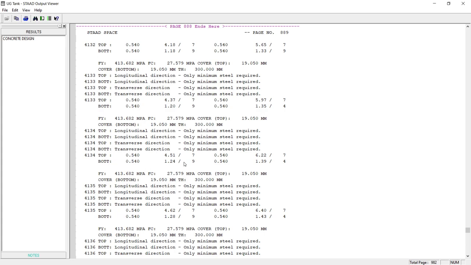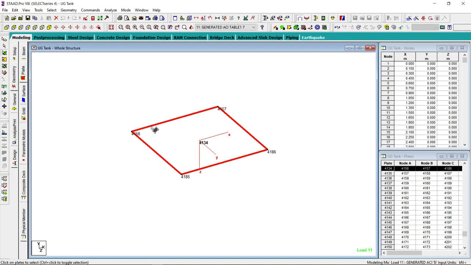Only minimum steel. What does it mean? Top face, bottom face, top face, bottom face. And the moments are the same, but the steel is the same, minimum steel. That means on this particular element or all the elements, the top steel and bottom steel both should be the minimum steel as per STAAD. Whereas the definition of minimum steel as per ACI code is different, that is the minimum steel divided on two faces. So be careful, you have to check the result of STAAD also.